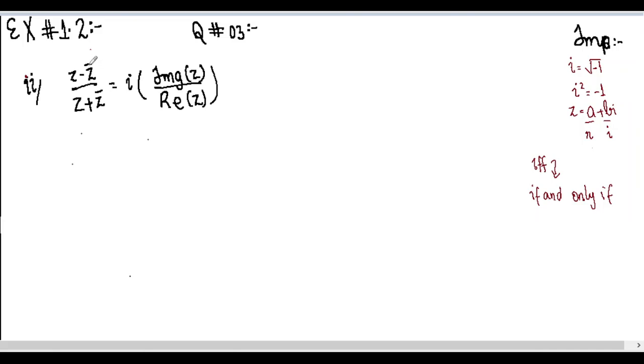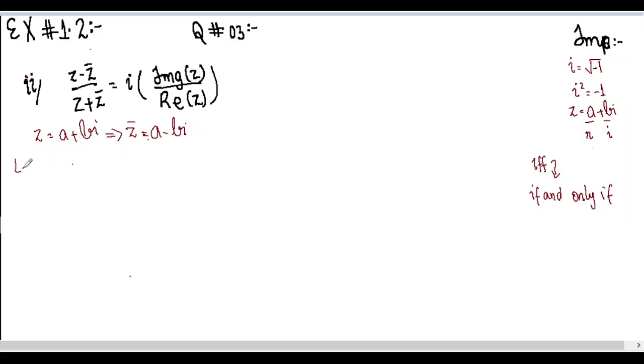So (z minus z bar) divided by (z plus z bar), we have to prove this term equal to iota into imaginary part of z divided by real part of z. So first of all, we all know that z is a complex number which is equal to a plus b iota, where a is the real part and b is the imaginary part. So what is z bar? Z bar is its conjugate, and how to take the conjugate of a complex number? We have to change the sign of the imaginary part of the complex number. Here the imaginary part is b, so we'll change its sign: a minus b iota. I hope till here I am clear.